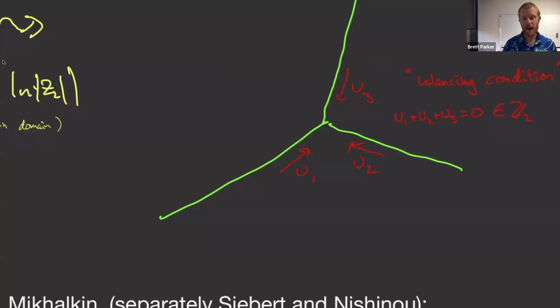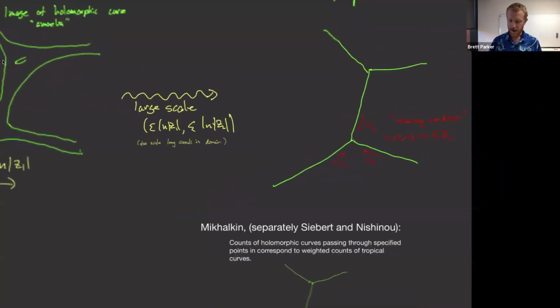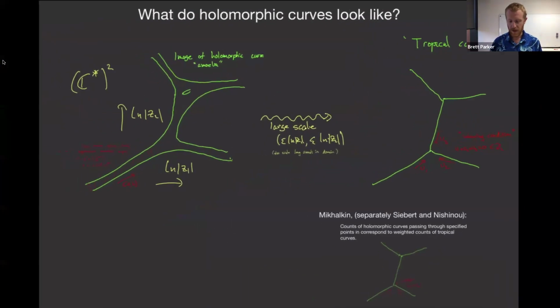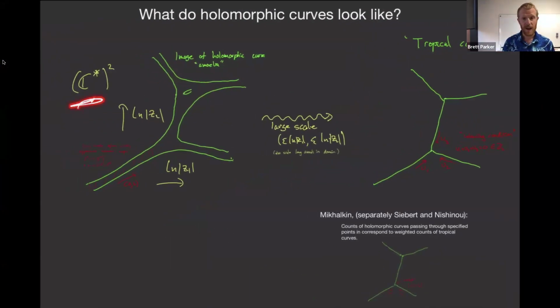There's more general spaces where this works, where you don't necessarily have the balancing condition, but when you're thinking about just curves in C star to the n, then you always have this balancing condition. Okay, so this gives you some idea that you should be able to study holomorphic curves using these tropical curves.